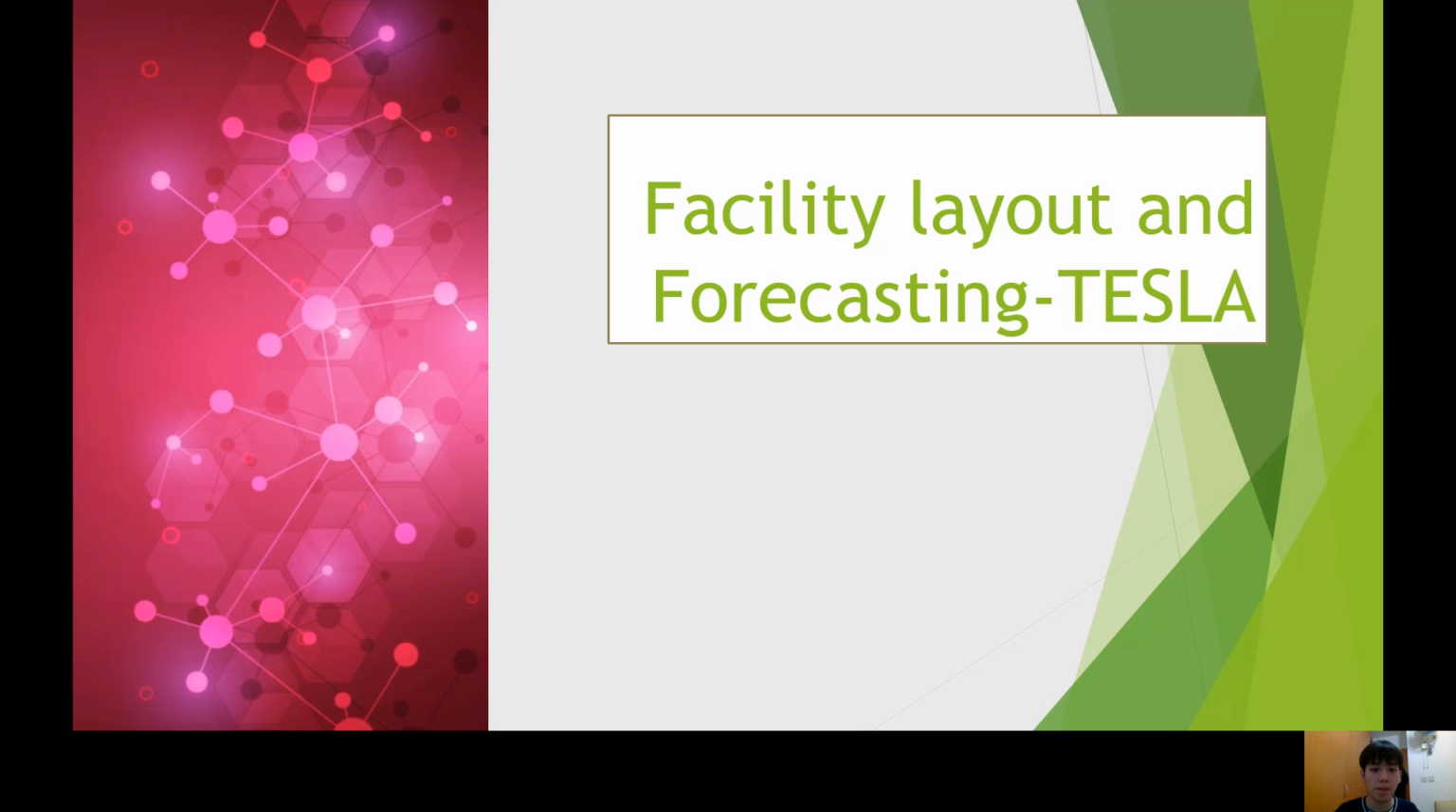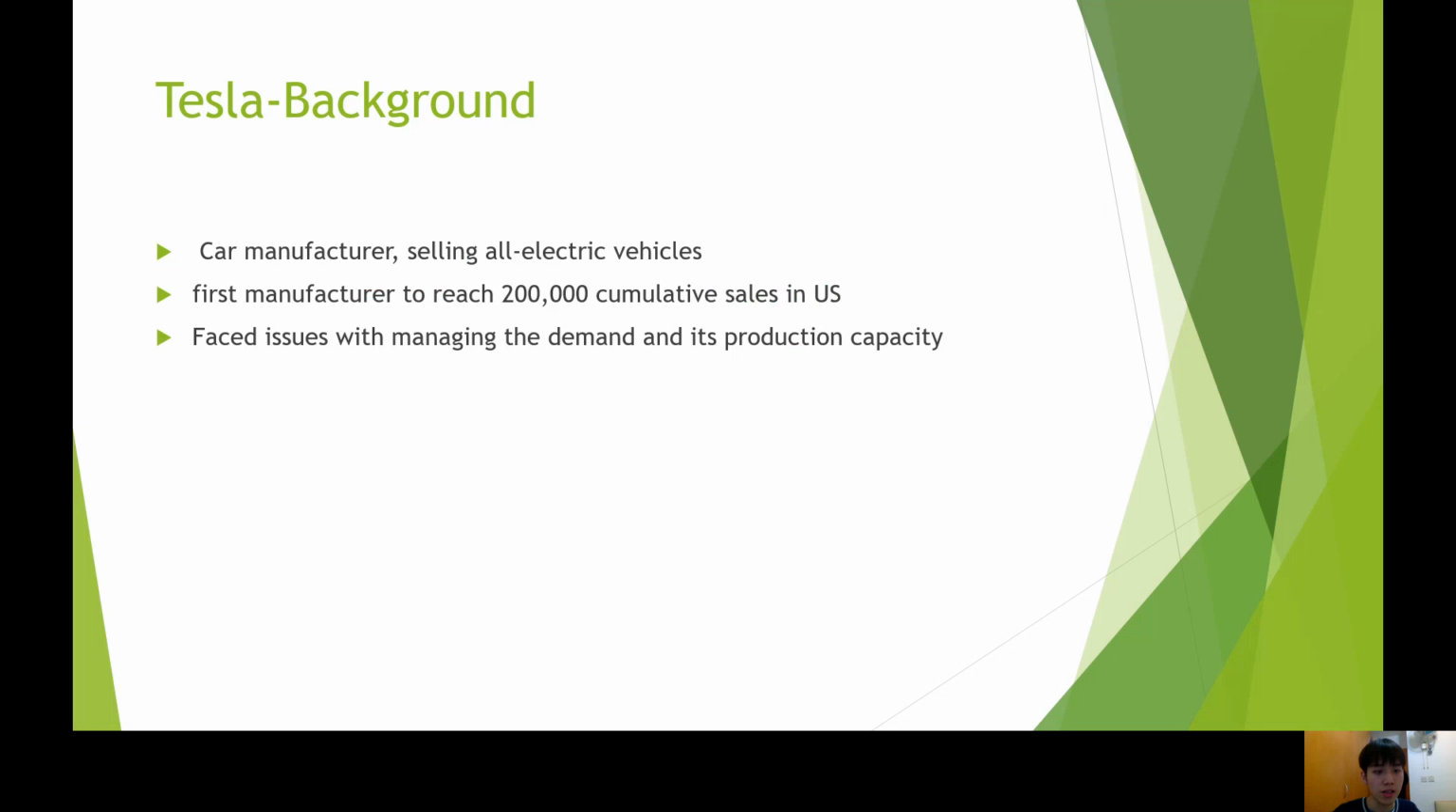190375640D. Today I'm going to talk about the facility layout and forecasting technique of Tesla. Tesla is a car manufacturer selling all kinds of electric vehicles, and it sells over 200,000 in the US. Also, it is facing the issue of managing demand and its production capacity.